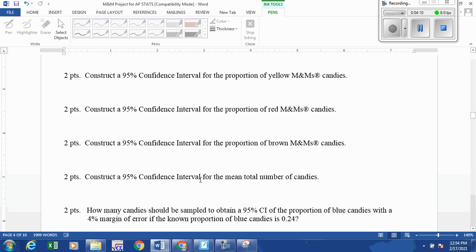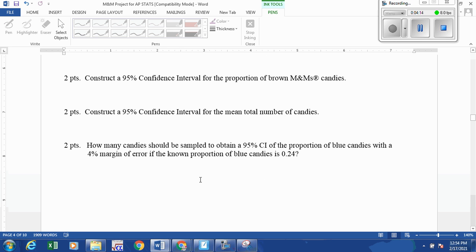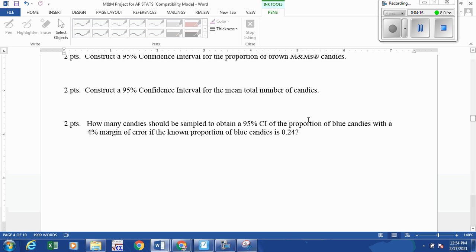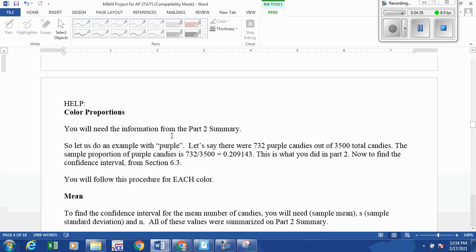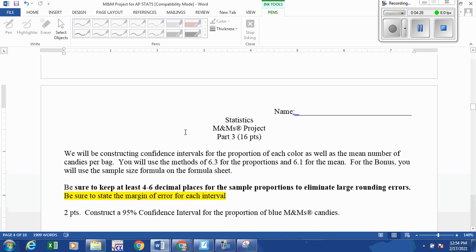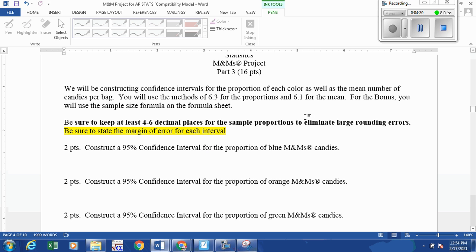I said very, very similar because of the number of candies that we have. We have a large number. Now, the final question is how many candies using our formulas, assuming that the known proportion of candies is 0.24, to use that in your formula, and using that formula to calculate that. So this is the lab we are doing today. This is the M&M Project Part 3.